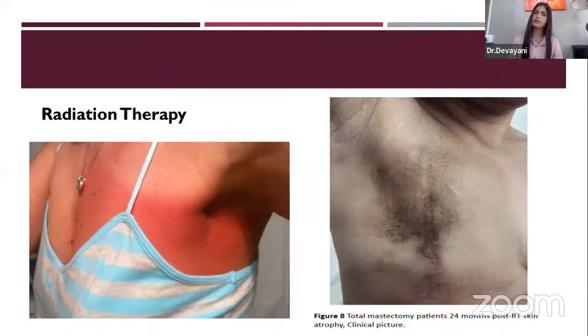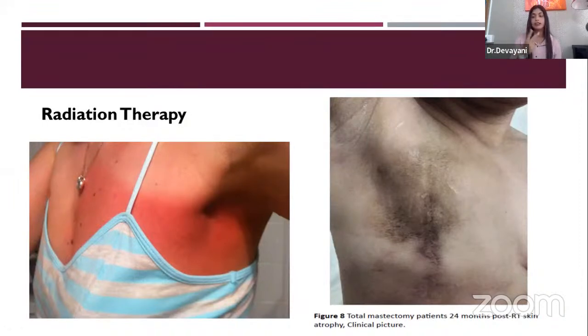One more thing which happens with radiation therapy, as you can see in the second picture, this is 24 months post radiotherapy skin. It still has a lot of fibrosis. When I say fibrosis, it means the musculocutaneous tissue is very much tightened. It becomes a hard tissue. That's known as radiation fibrosis, as you can see in the second picture. It is a clinical picture. This is 24 months after radiation therapy.